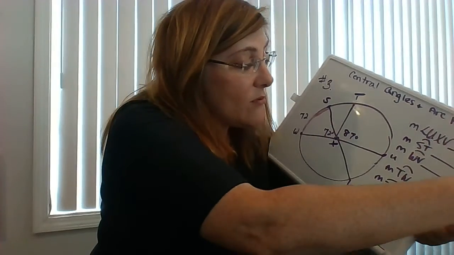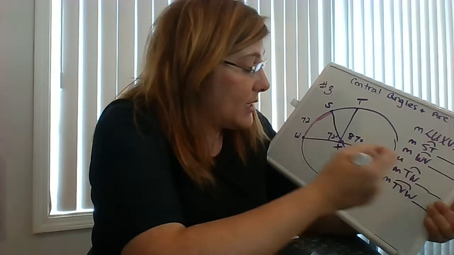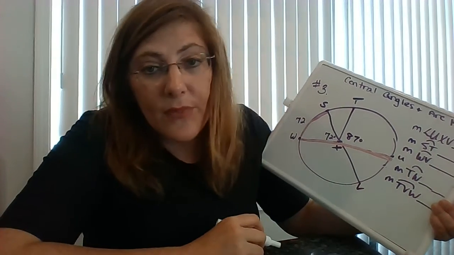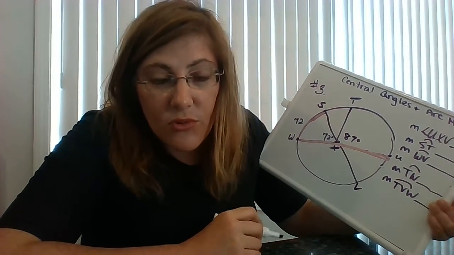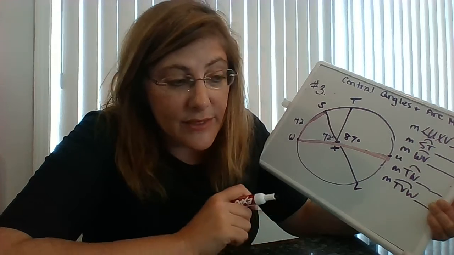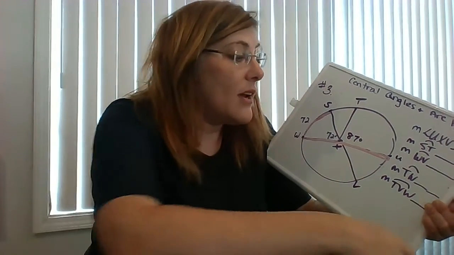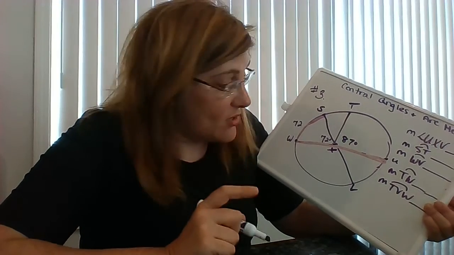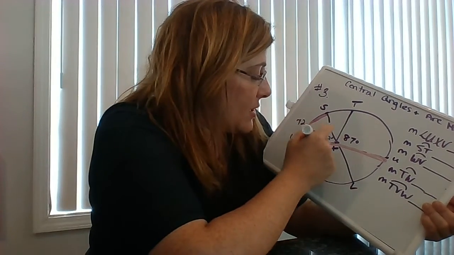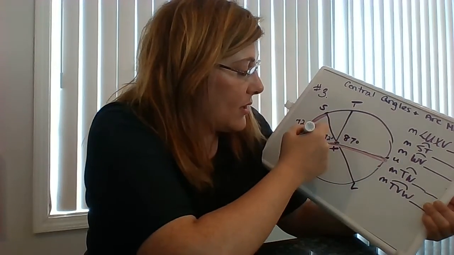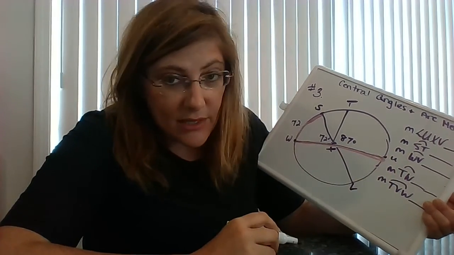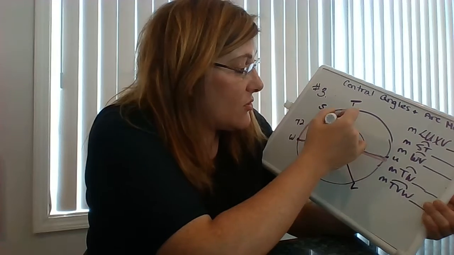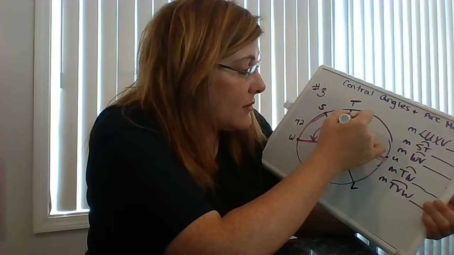Now, we have to recognize right here that this is a diameter. A diameter goes through the center of the circle and is a straight line. A diameter cuts the circle into 2 semicircles. So there's the top semicircle up here and the bottom semicircle down here. We understand that this piece is 180 degrees.